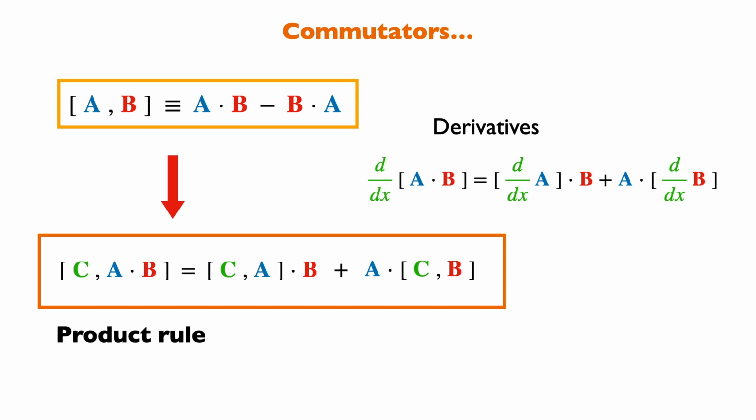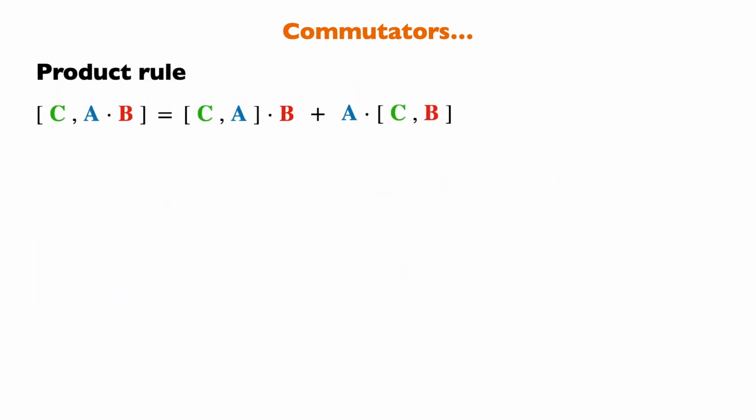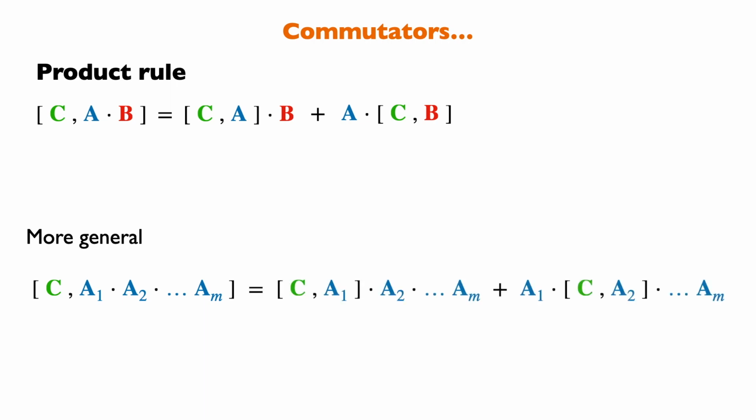Try to verify this as an exercise. Just substitute the definition of the commutator. Again, take care to preserve the ordering of operators. We will see that this analogy with derivatives is actually more explicit when we discuss the position and momentum operators in the next video. The product rule can be immediately generalized to the products of any number of operators.